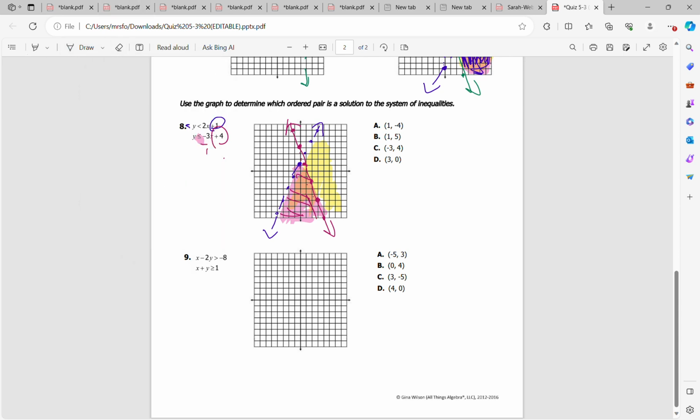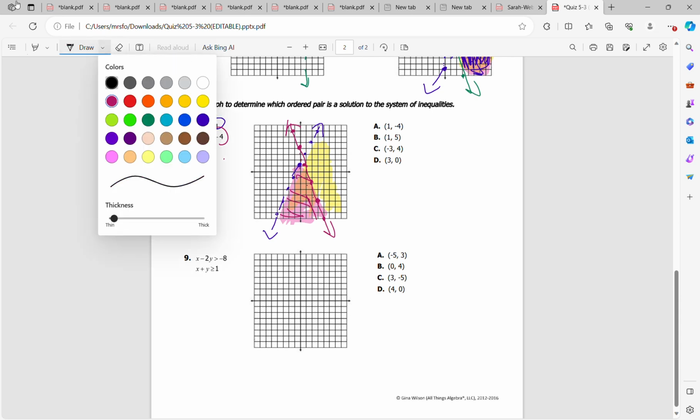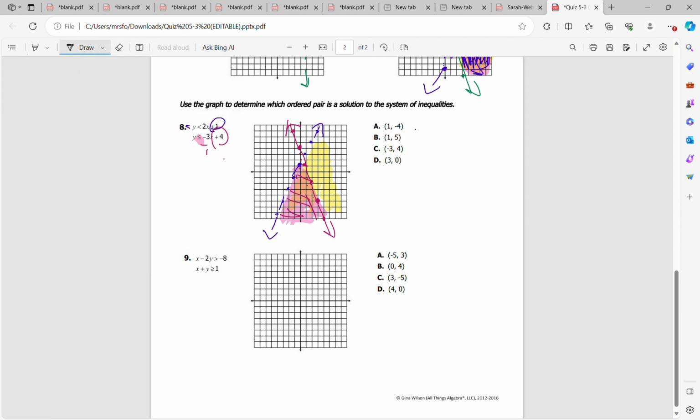So what I want to do is look for these ordered pairs. So if I look, 1, negative 4, 1, 1, 2, 3, 4, it falls in there. If I want to check the others, 1, 5, it's up here, it doesn't fall in there. Negative 3, 4, it's up here somewhere, doesn't work. 3, 0, yeah, that doesn't work, so it's A.